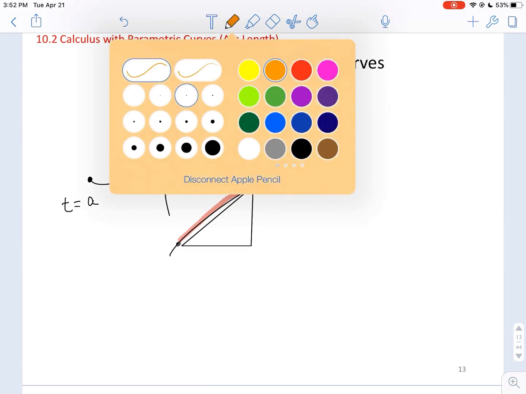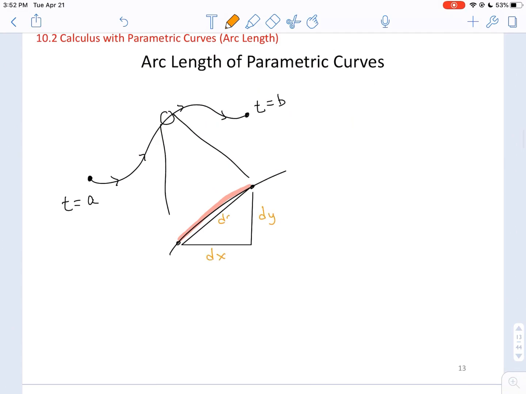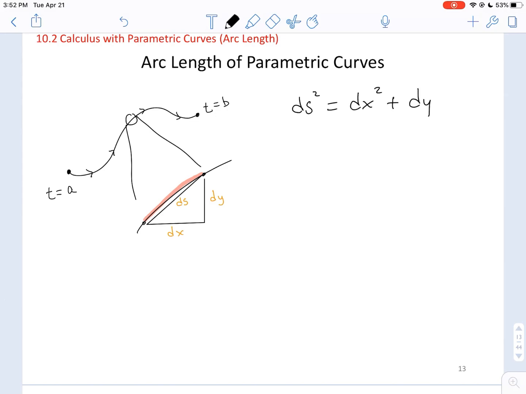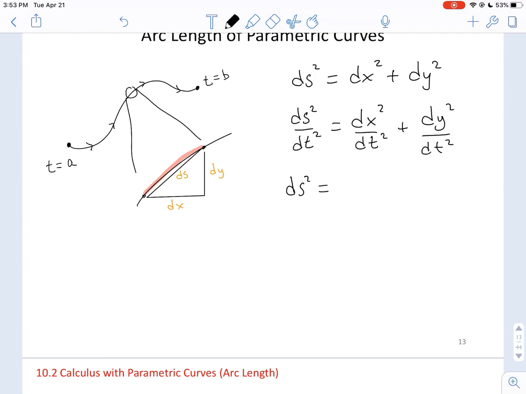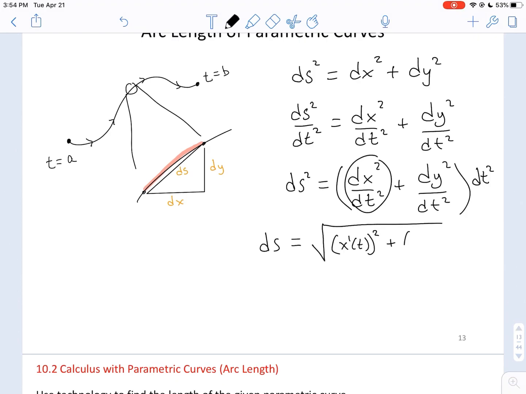Looking at this picture here, the horizontal would be a change in x and the vertical would be a change in y. We're calling the diagonal there ds. And Pythagorean theorem says that ds squared should equal dx squared plus dy squared. And then I can divide everything here by dt squared. ds squared over dt squared is equal to (dx/dt) squared plus (dy/dt) squared, times the dt squared. And then take the square root of both sides and we get ds is equal to the square root. Now this is really just dx over dt squared. So in other words, it's the derivative of x with respect to t being squared. And here's the derivative of y with respect to t being squared. And then you square root the dt squared over here, you just get dt.